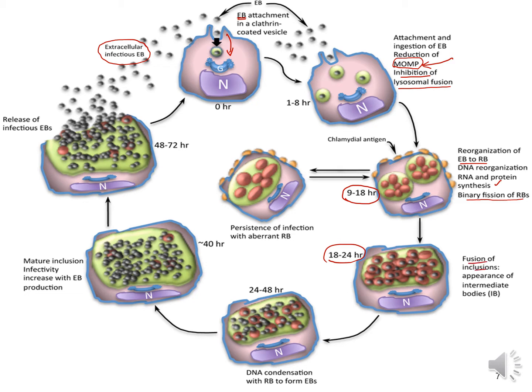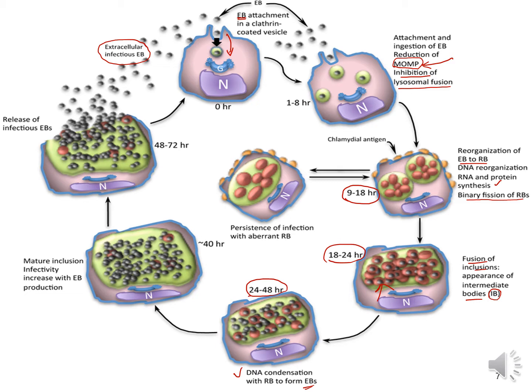these inclusion bodies will get fused and produce separate bodies which are known as intermediate bodies. And these intermediate bodies, after the DNA condensation with the reticulate body, then form the elementary bodies. That will happen after 24 to 48 hours, otherwise called 1 to 2 days.